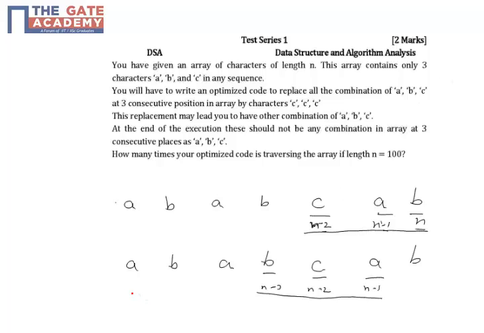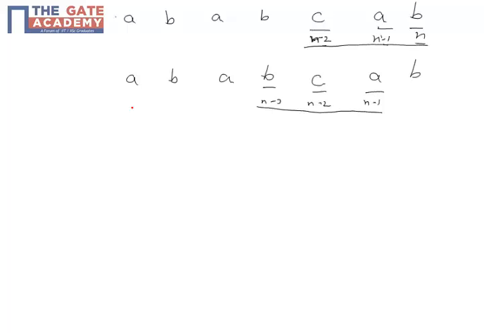Then again I will repeat the same thing with n-4, n-3 and n-2. That means these three characters. Yes, these are A, B, C. Now I'll have to replace them by C, C, C. So these three will be replaced by C, C, C.